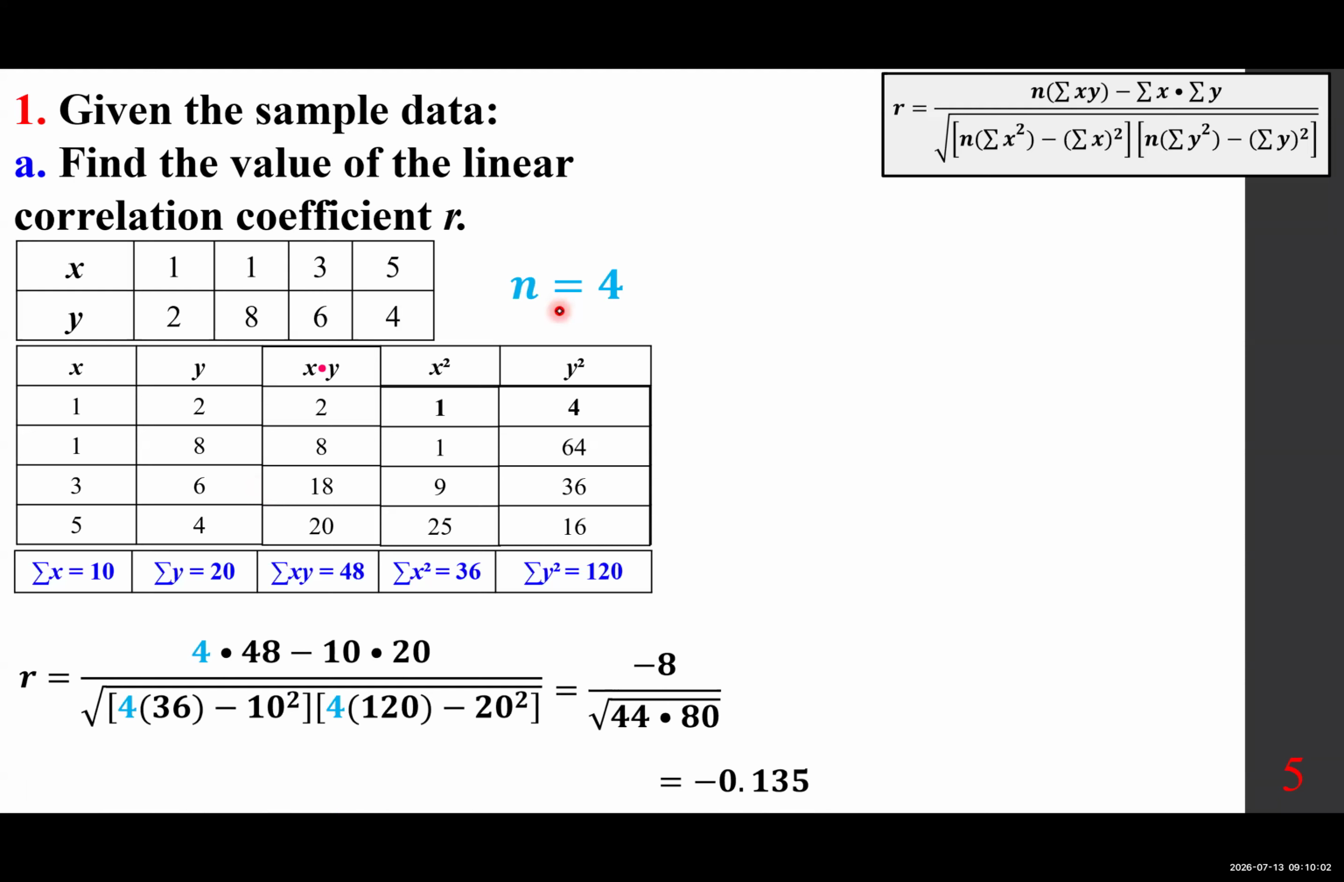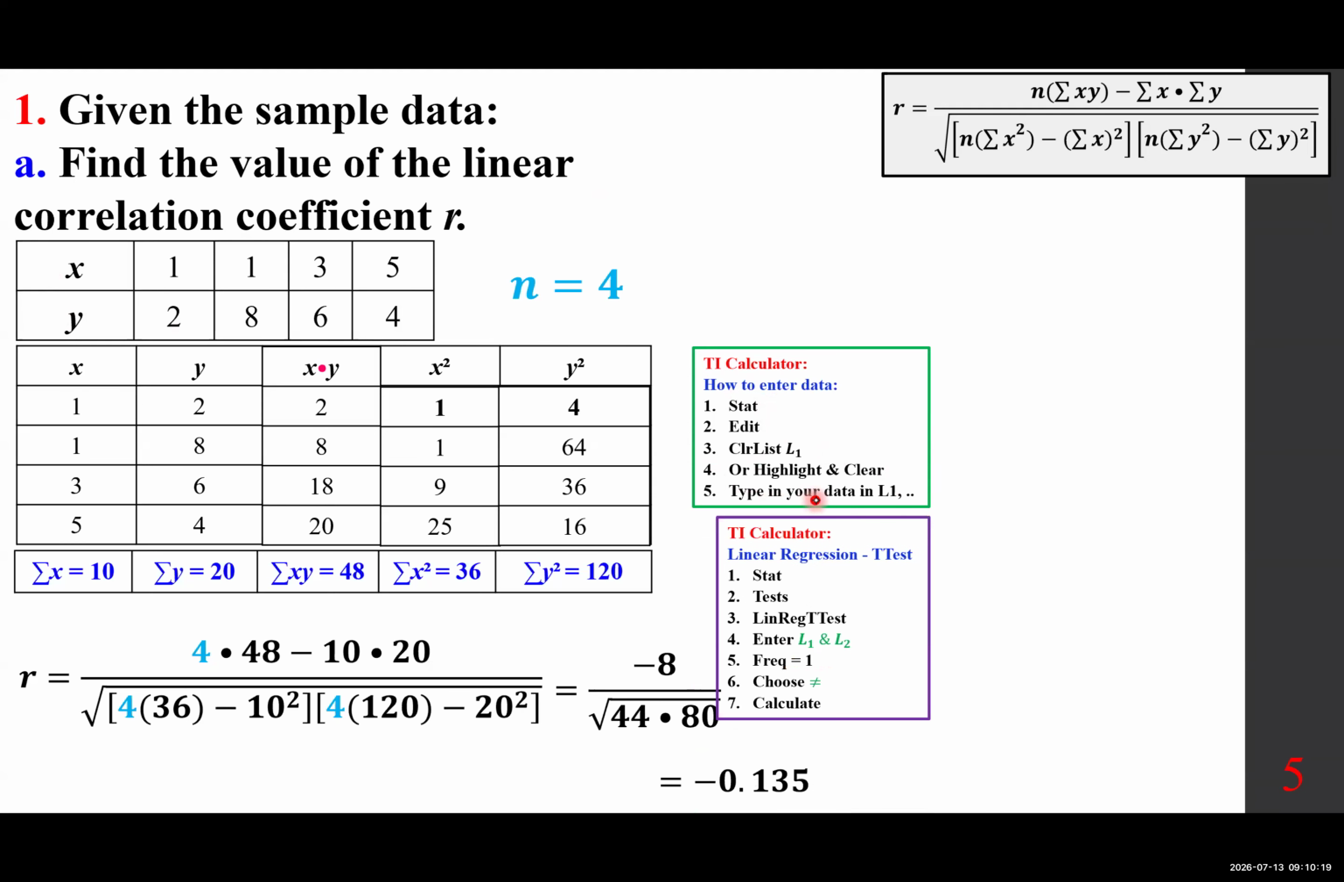So as far as the graphing calculator, we will put x in one list and y in another, L1 and L2. So stat, edit, clear list L1, or highlight and clear, type in your data in L1, and we're going to do L2 as well. So L1 and L2 are filled up with x and y. Then we do linear regression t-test. It gives us a lot of information. For now, we are interested in one of them. So stat, test, linear regression t-test, enter L1 and L2, and choose not equal, and always choose not equal.